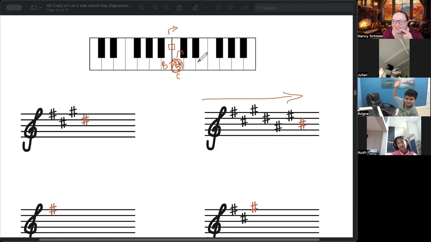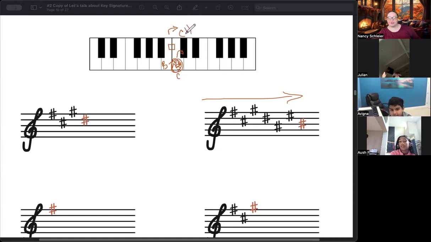I'm trying to see whose hand was up first. Arya, what key signature is this? D flat. Oh, it can't be D flat because it's sharp. So what is it? It is C sharp. This is the key of C sharp major.